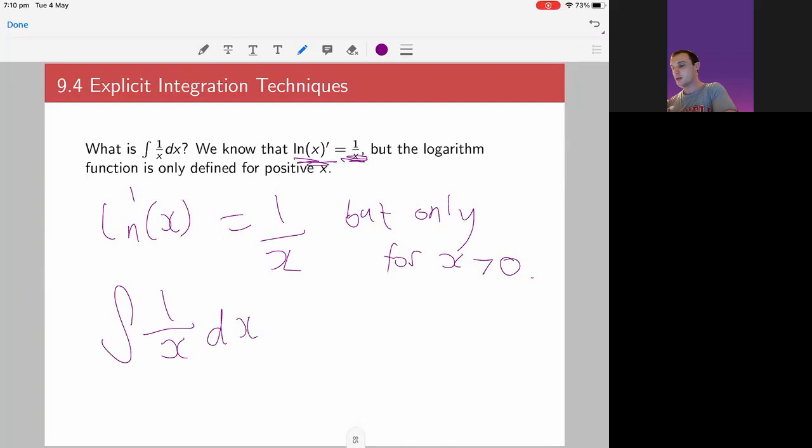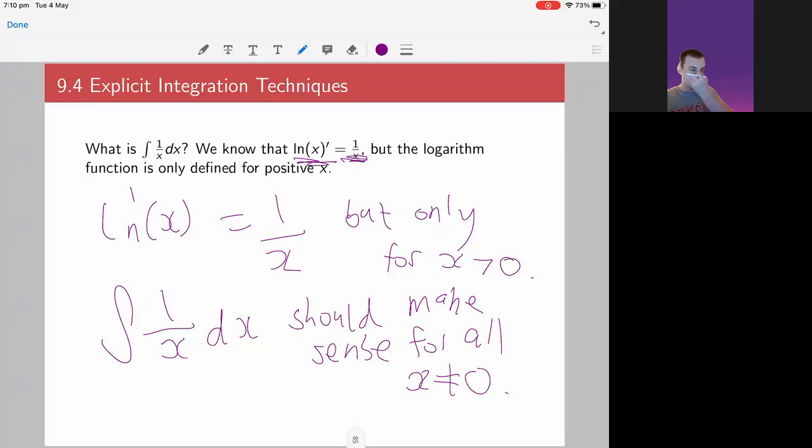Now, despite the fact that log only makes sense for positive x, this expression here should make sense for all x not equal to 0. The integral of 1 on x should still make sense even if x is a negative number. So what is the antiderivative in that case?